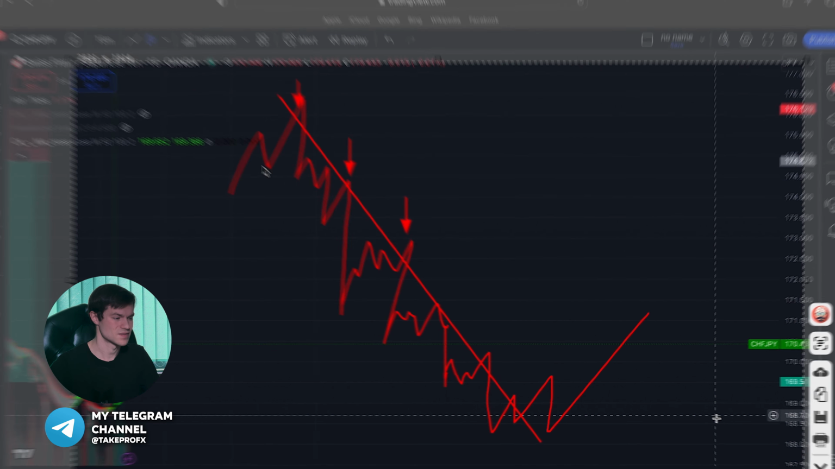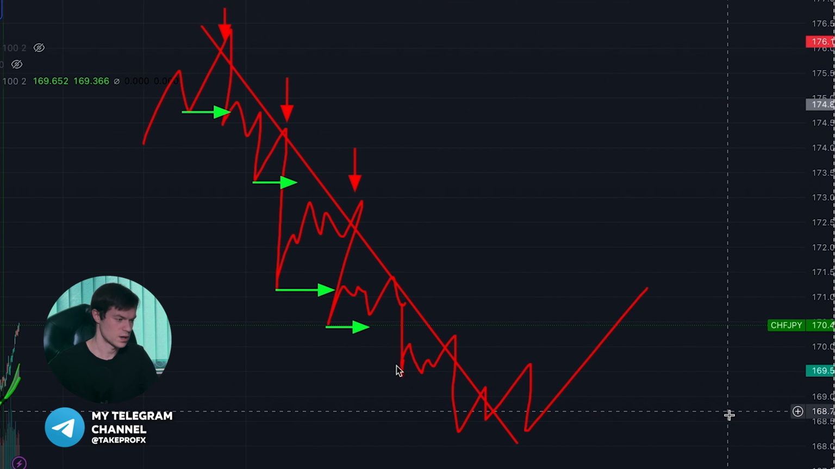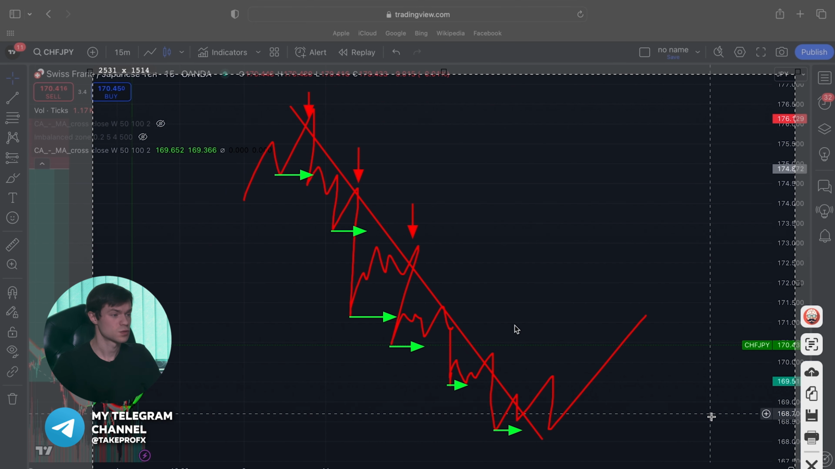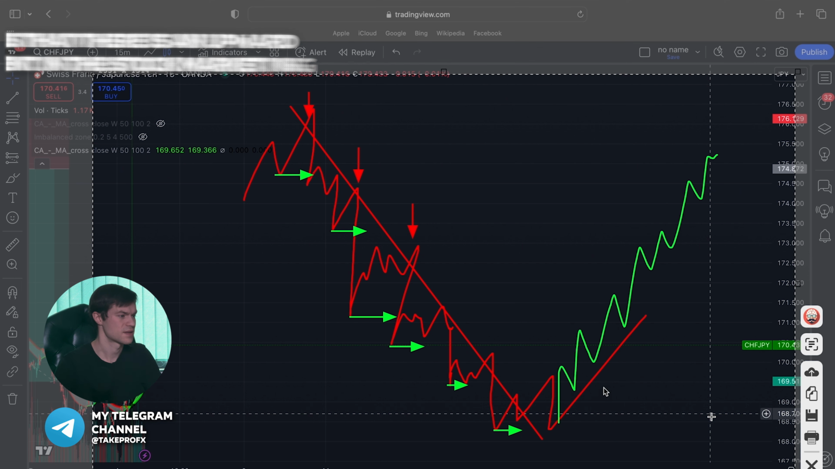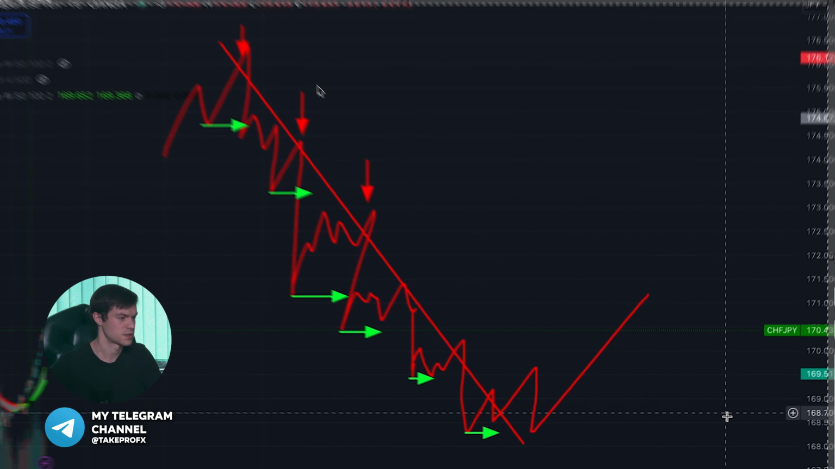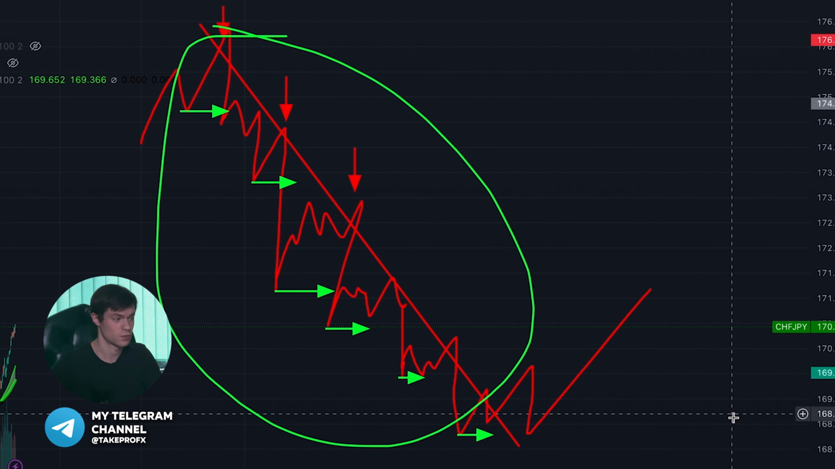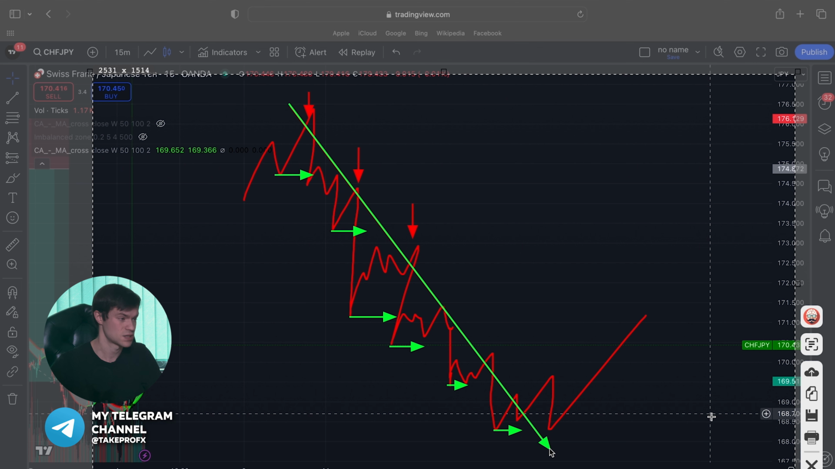Because if, as we have here, the minimums are constantly updated, becoming lower and lower, then it is obviously a downtrend. The same is true with the maximum values. If they are constantly rising and updating, it means that there is an upward movement in the stock market. So how do we understand at what point another trend appears? Because when we already have some history in the form of this fall, it is much easier for us to work with the chart, because we have the main trend line which accompanies our movements.